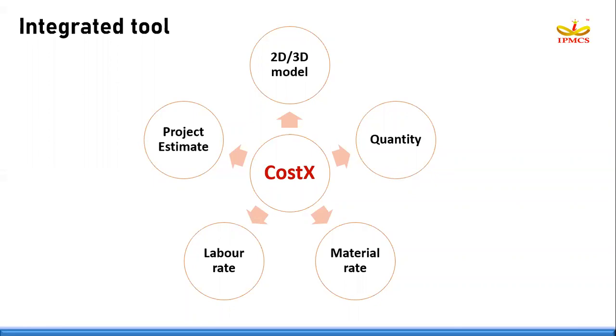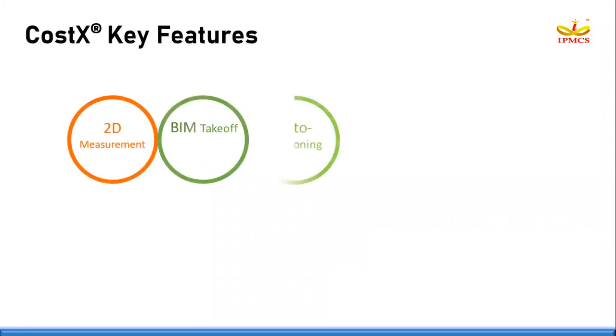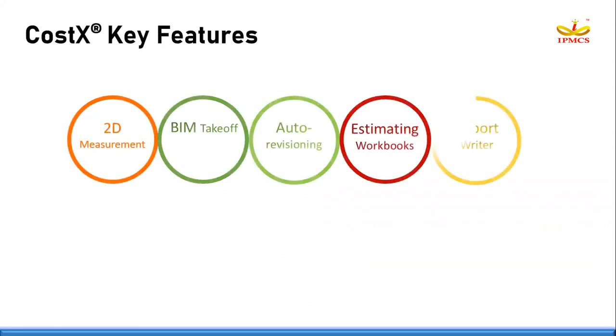We can call Costex an integrated tool because in Costex we can use our 2D drawing and 3D model, we can take quantity from Costex, we can include our material rate, labor rate and machinery rate in Costex, and we can do our complete project estimate. Key features of Costex are 2D measurement, BIM takeoff, auto revisioning, estimating workbooks and report writer.